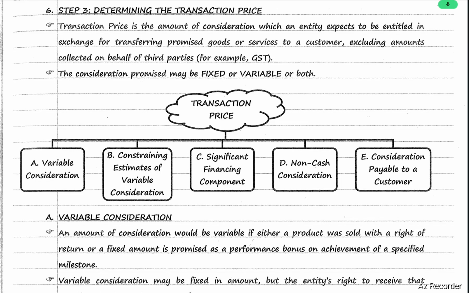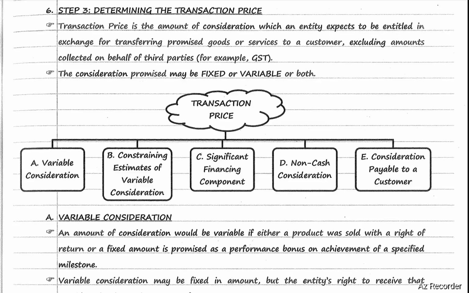Step number 3, determining the transaction price. Transaction price means the amount of consideration which the customer will pay to the entity. That means the amount of consideration which an entity expects to be entitled to in exchange for transferring promised goods or services to a customer. Transaction price excludes amounts collected on behalf of third parties.